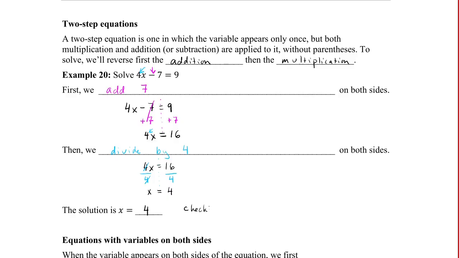So we're going to plug in our solution, x equals 4. We'll have 4 times 4 minus 7. And then we'll work out 4 times 4 is 16. 16 minus 7 is 9, which is the number that we had on the right side of our original equation. So if x equals 4, that really does make the original equation true.